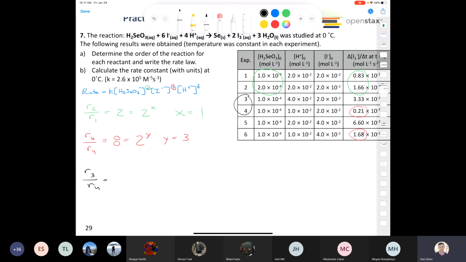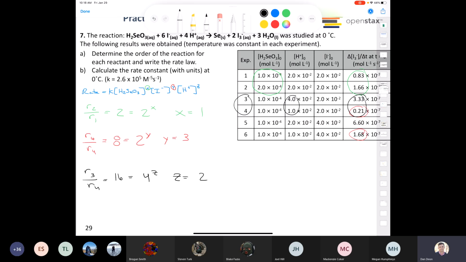So we get that our rate, when you take 3.33 divided by 0.21 in your calculator, you get 15.86. It's close enough to 16, my friend. Close enough. Okay? And then we take 4 over 1. That means it's equal to 4 to the power of z. So z is equal to what? 4 to the power of what gives you 16? 2. Absolutely. All right. Great. There you go, my friends. That's it.